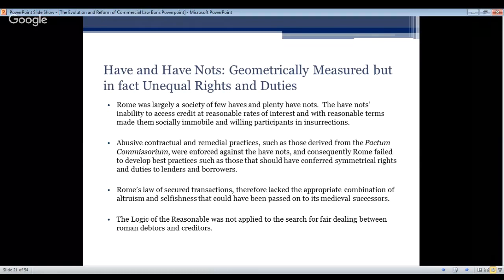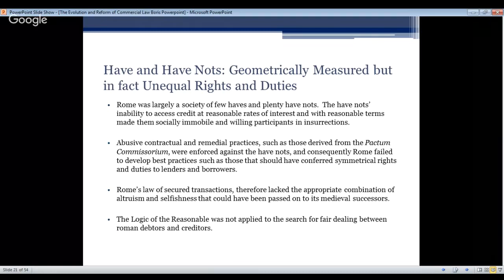This geometric logic had its maximum axiom in the expression that nobody can convey what he does not have. This geometric logic enabled you to determine what that person did have. So what is the logic of the reasonable?